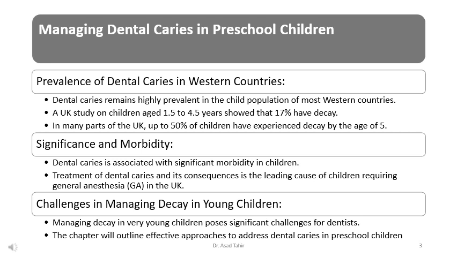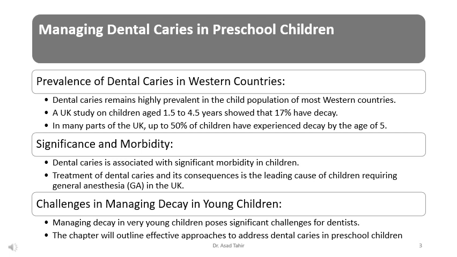Prevalence of dental caries in Western countries. First, let's talk about how common tooth decay is in Western countries. Studies have shown that many children, even as young as 1.5 to 4.5 years old, can have decayed teeth. In the UK, for example, around 7% of children in this age group already have decay. In some areas, this number can be as high as 50% by the age of 5.